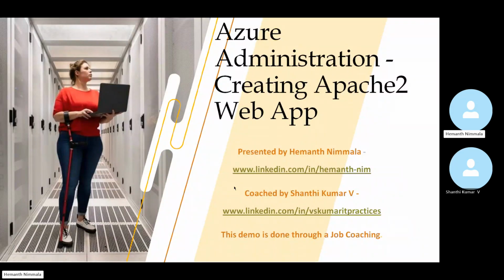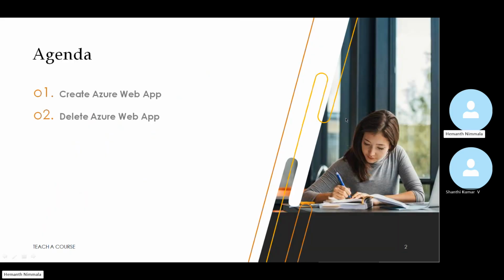So I will be walking you through the activity for how to create an Apache web service on Azure Cloud. First, I'll go over the PowerPoints related to this activity, what I've captured, and then we'll try the same on the Azure portal hands-on. The agenda is creating the Azure Apache web server and also deleting.